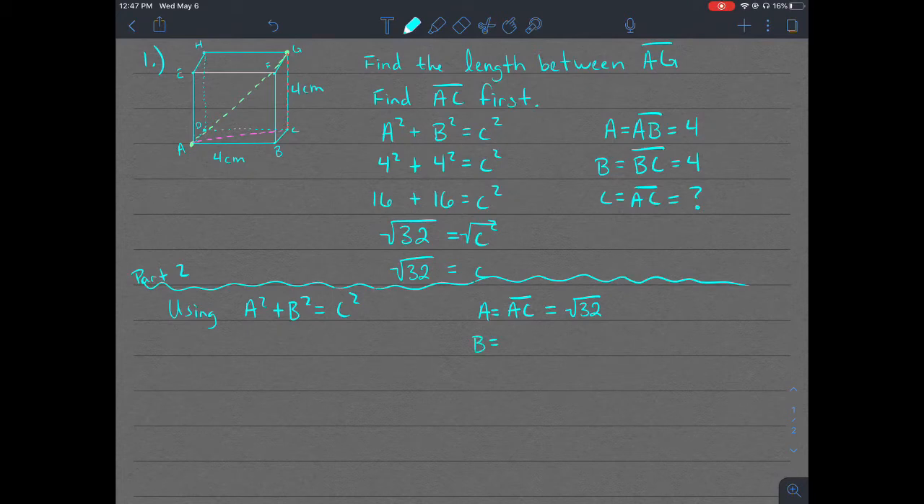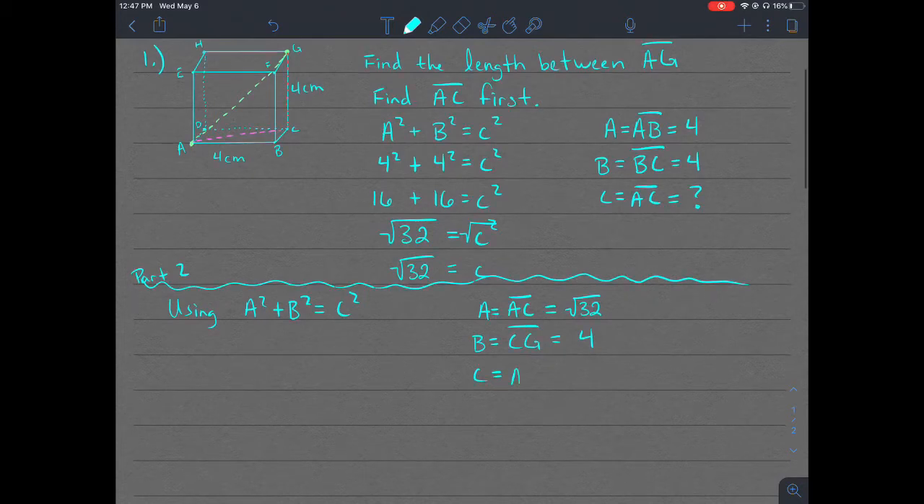B, which is given to us, which is the distance from C to G, is equal to 4. And C, which is the distance we're trying to find, which was asked at the very beginning, is the green length. And the green length is from A to G. We do not know what that is, and that's what we're going to solve for. So A is the square root of 32 squared plus B, what is B? B is 4 squared. And what is C? C, we do not know. So we're trying to solve for it.